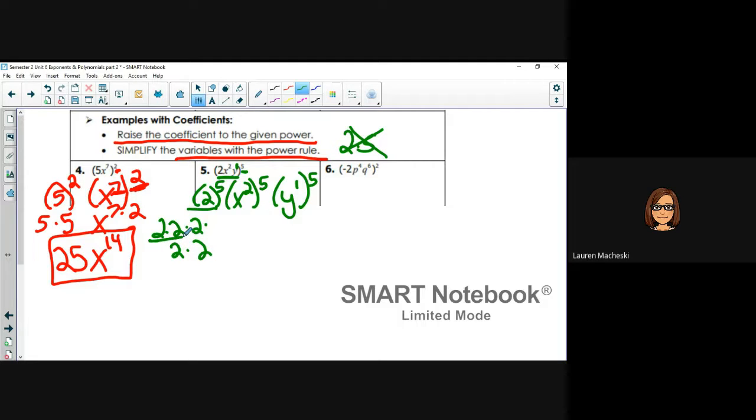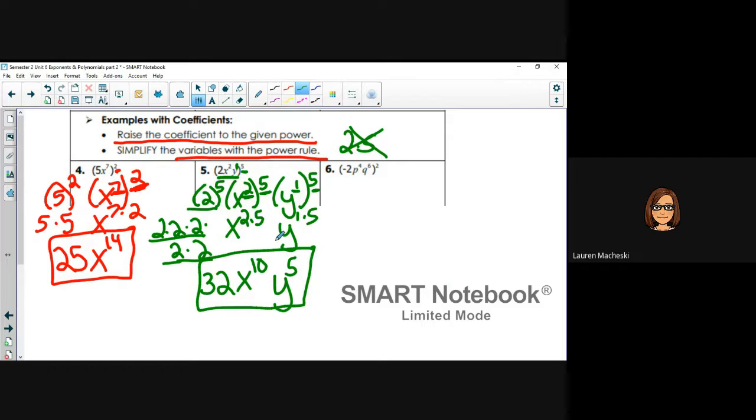So 2 times 2 is 4. 4 times 2 is 8. 8 times 2 is 16. 16 times 2 is 32. You can always check yourself on your calculator also, so be smart about that. X squared raised to the fifth power. When you raise a power to a power, you multiply. So 2 times 5 is 10. Y to the first raised to the fifth power. Multiply those exponents. So 1 times 5 would be 5. So my answer is 32 x to the 10th, y to the 5th.